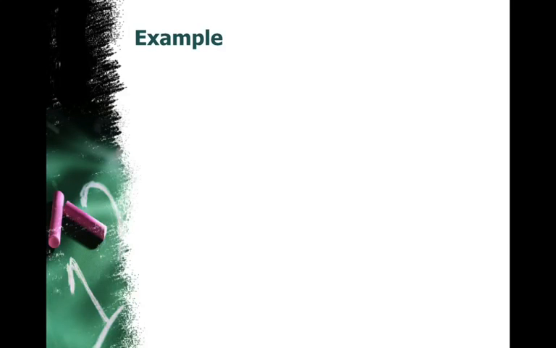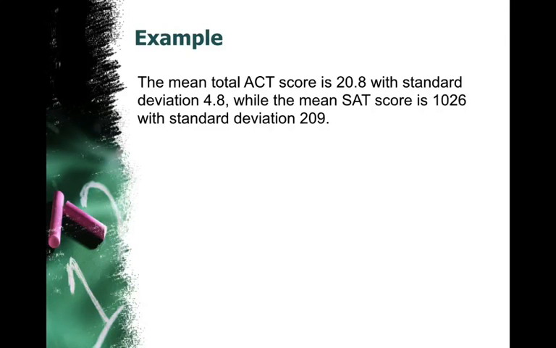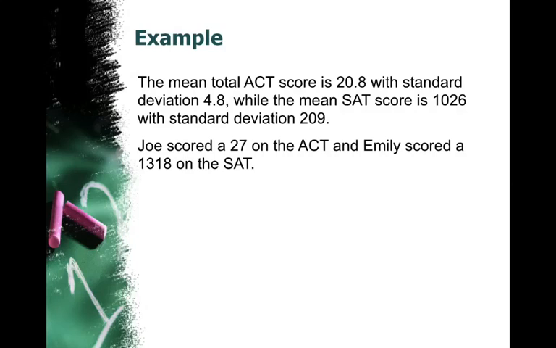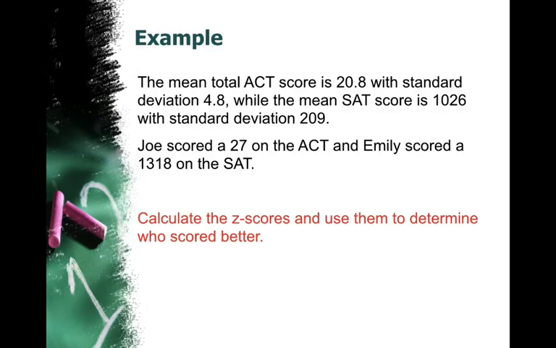And so let's just take an example of this. The mean for ACT scores is 20.8, and it has a standard deviation of 4.8. The mean for the SAT score is 1026 with a standard deviation of 209. And so let's say Joe scored a 27 on the ACT and Emily scored a 1318 on the SAT. What you want to do is calculate the z-scores and use them to determine who had the better score. Was it Joe or was it Emily?